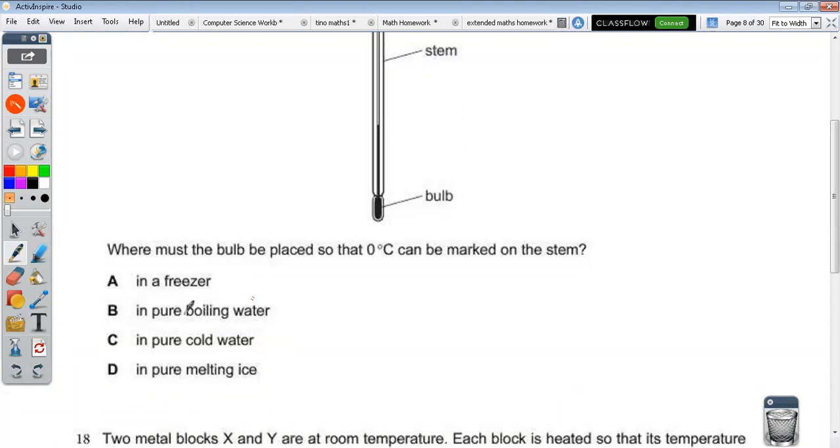So what did you agree with the answer? D, in melting ice. Yeah. Okay.